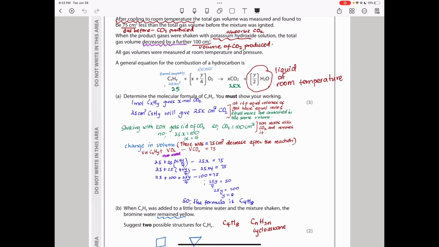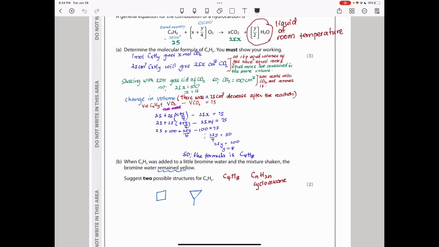So simplifying, remember this is going to be 25. That is going to be 100 plus 25y over 4. And that is going to be 100 since we found that x was 4. This gives us 75. And then when we make y the subject, we end up with y equal to 8. So in conclusion, since we found our X to be 4 and Y 8, the formula of this should be C4H8.